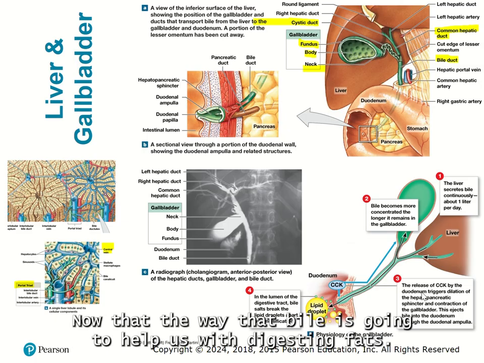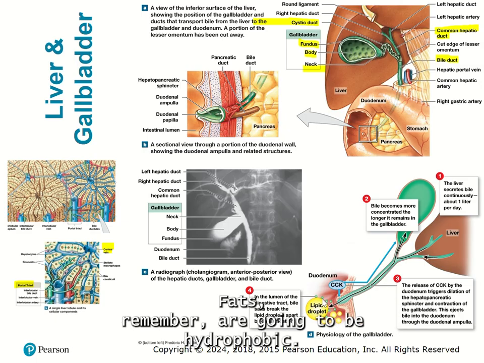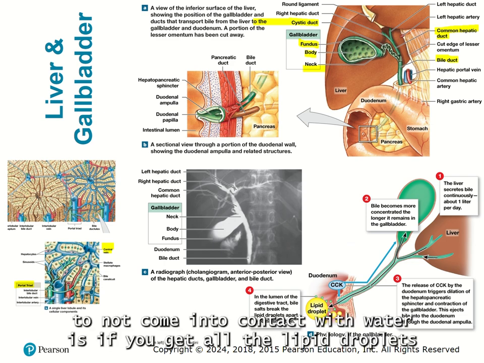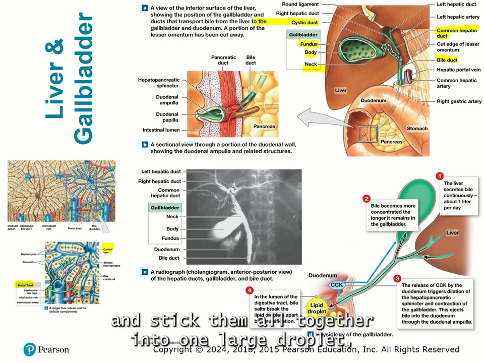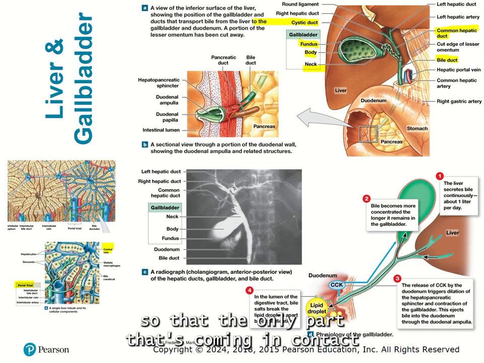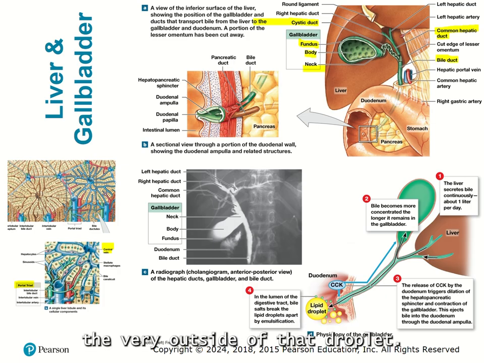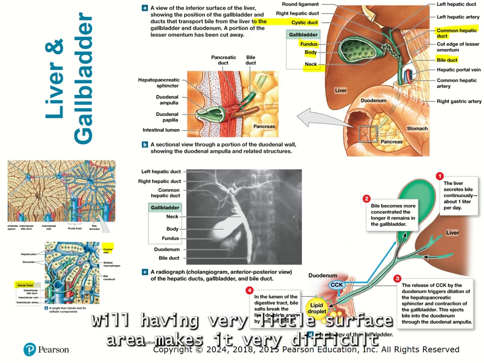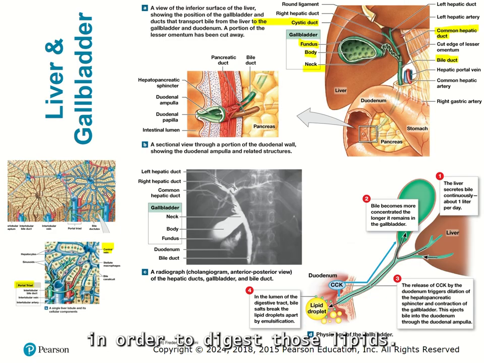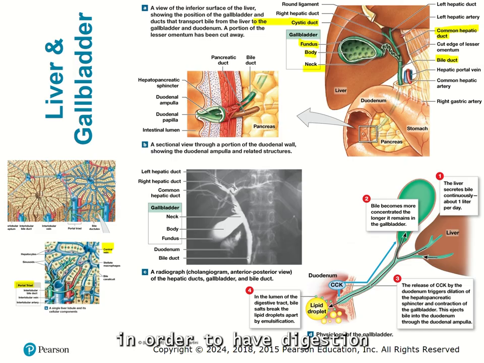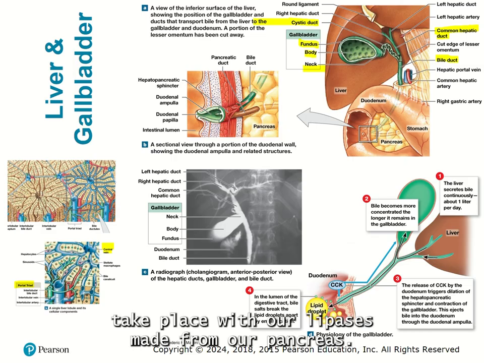Now, the way that bile is going to help us with digesting fats, remember, fats are going to be hydrophobic. They are not going to want to get in contact with water. So the easiest way to not come into contact with water is if you get all the lipid droplets and stick them all together into one large droplet, so that the only part that's coming in contact with the water surrounding it is going to be the very outside of that droplet. Well, having very little surface area makes it very difficult in order to digest those lipids. So we need to increase the surface area of the lipid droplet in order to have digestion take place with our lipases made from our pancreas.